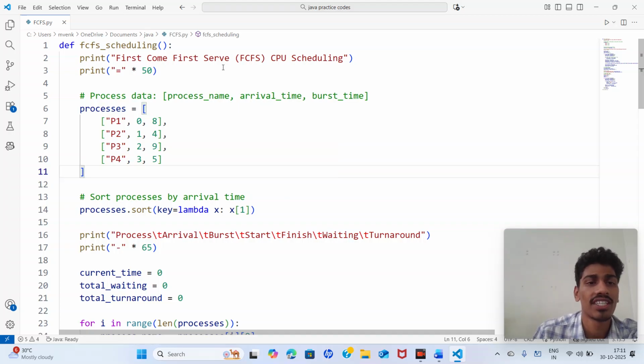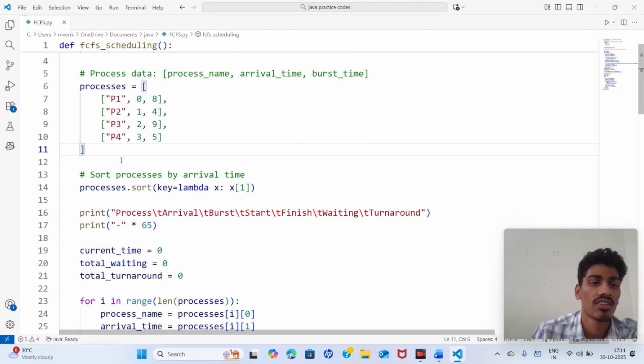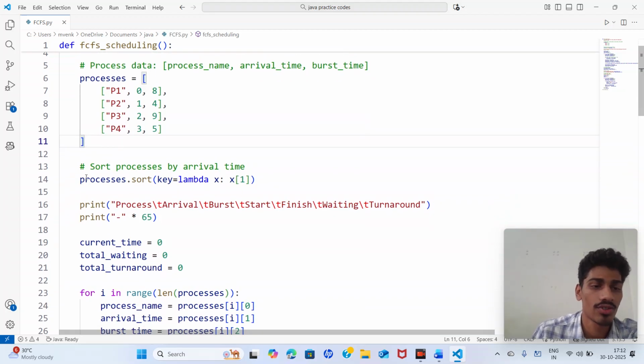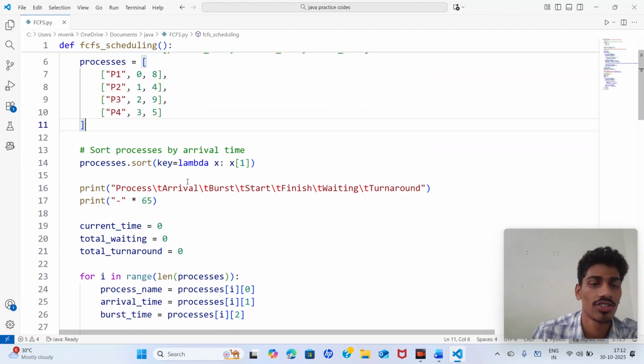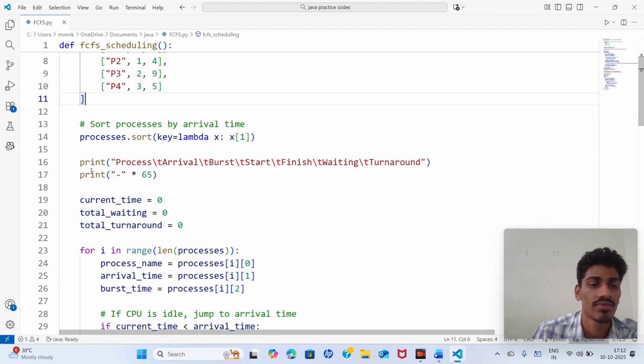Firstly, there is the function FCFS scheduling, and we have printed the first come first serve CPU algorithm. We have a process list which consists of sublists: four sublists for the processes P1, P2, P3 and P4. Now the next step is to sort them by their arrival time.